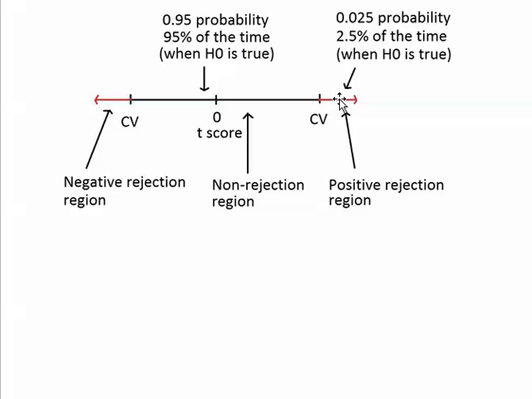This area, starting at the positive critical value and going up, is the positive rejection region. This area starting at the negative critical value and going down is the negative rejection region. This area is the non-rejection region.